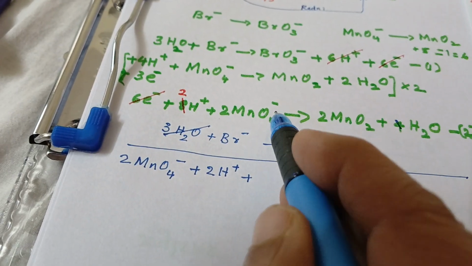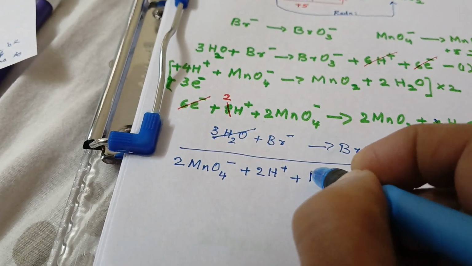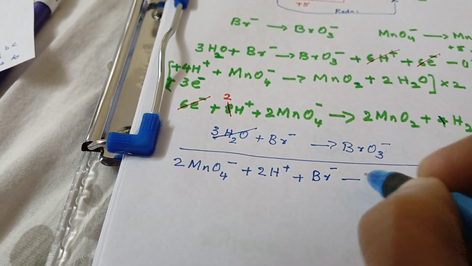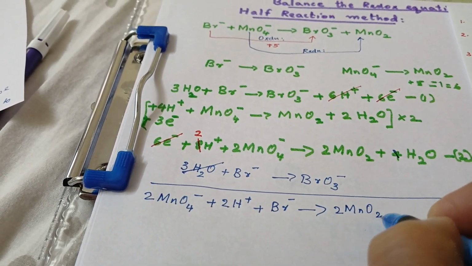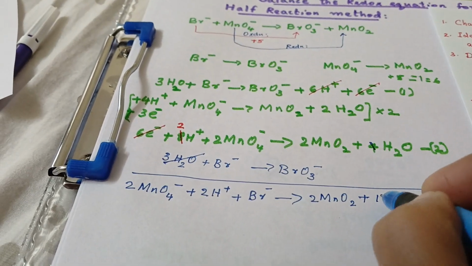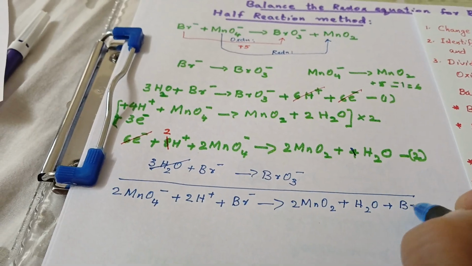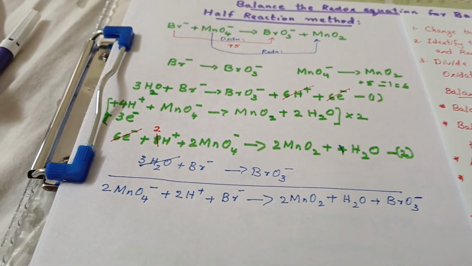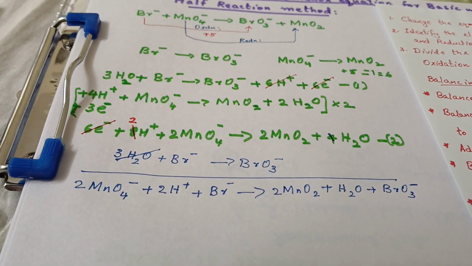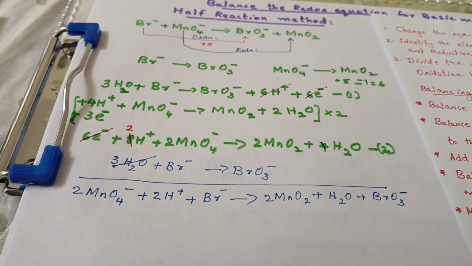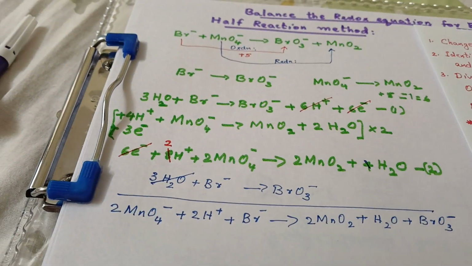So 2 MnO4 minus plus 2H plus plus Br minus giving 2 MnO2 plus H2O plus BrO3 minus. So this is our balanced redox reaction equation for the acid medium. This is for the acid medium.